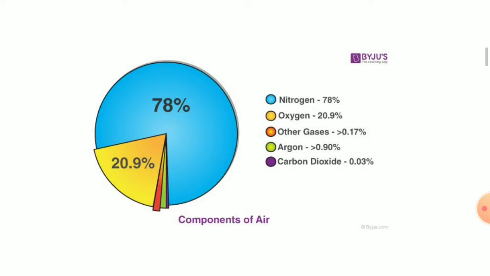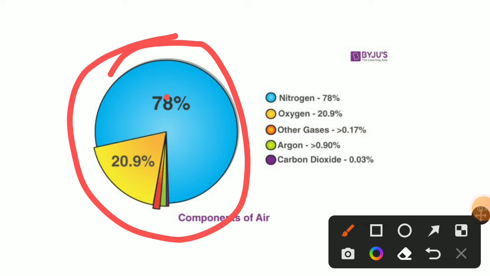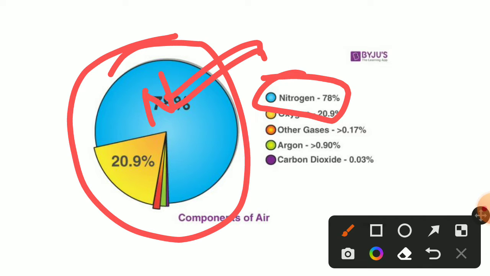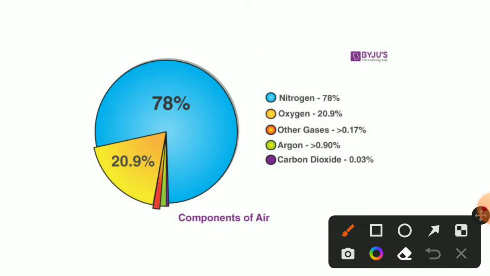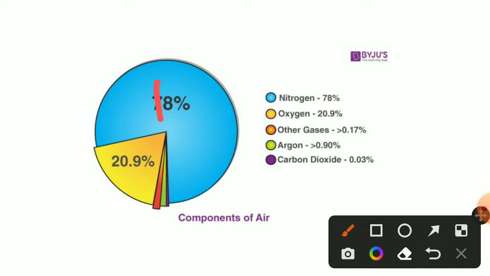Now I am going to show you the percentage of the gases in the air. This is the image. Okay, this 78% is regarded as nitrogen. In the composition, the highest gas is nitrogen. The 78% is nitrogen. The 20.9% is oxygen. Then the other gases are just 0.17%. This is called other gases. Then the green one is argon and the purple one is carbon dioxide. Here the percentages are given. This is very important, please note it. Now we saw the percentage of air.